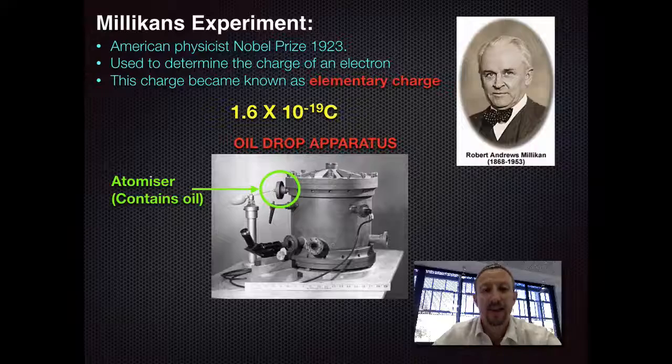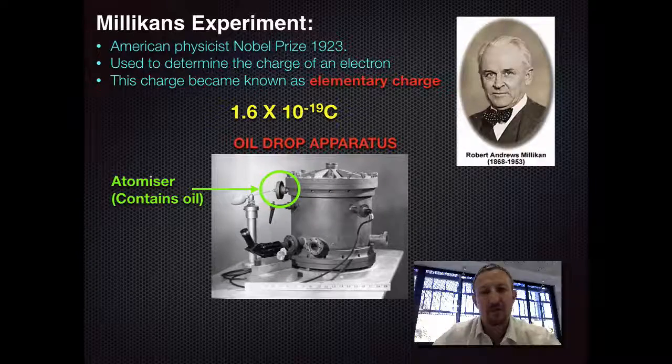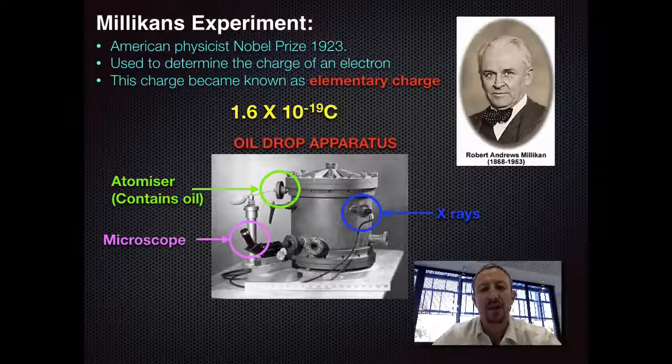So this is the oil drop apparatus that he used. It consisted of an atomizer at the top which contained oil. This oil was sprayed through rather like you would spray perfume. It used a rubber bulb and the oil was sprayed in a fine mist into the machine. There were also X-rays, which had the job of putting on or removing electrons. And then there was a microscope which allowed him to observe an individual drop. Attached to this, he also had a power pack, which put a charge on two parallel plates, one at the top and one at the bottom.